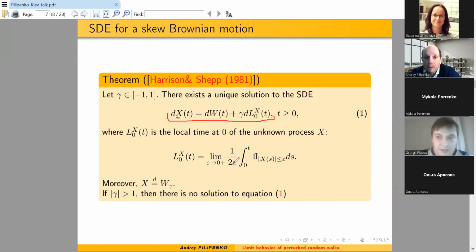It was proved by Harrison and Shepp that there exists a unique strong solution to this equation if the absolute value of gamma is less than or equal to one. And there is no solution to equation one if the absolute value of gamma is greater than one, neither a strong solution nor a weak solution.